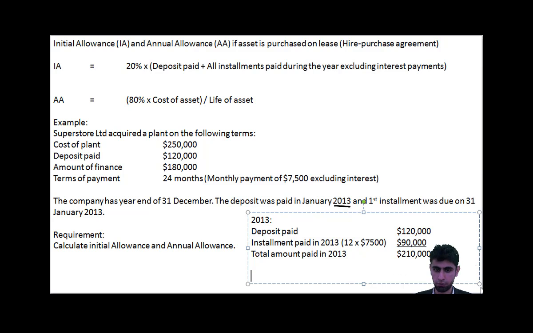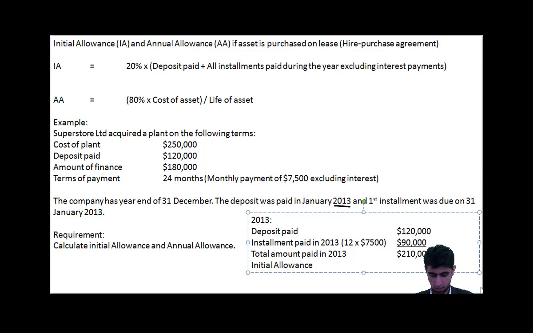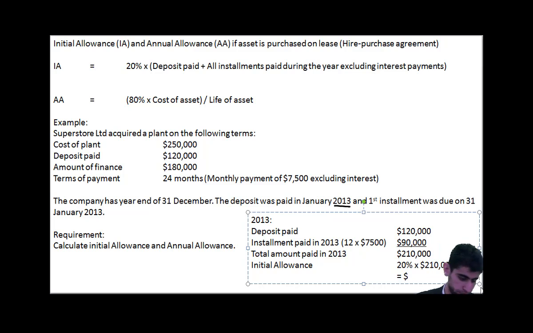So now we have to calculate allowance on this amount. So initial allowance is equal to 20% times amount paid, which is 210,000. That equals 210 times 20%, 42,000. If you calculate, it should be equal to 42,000.